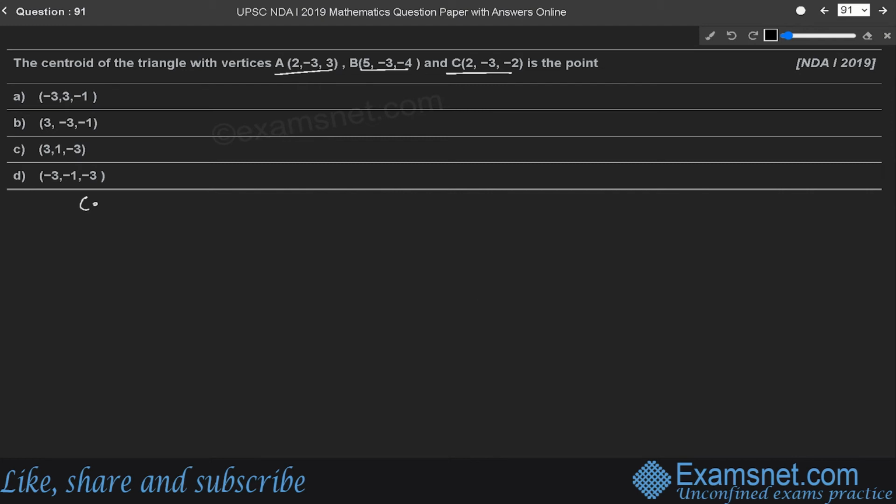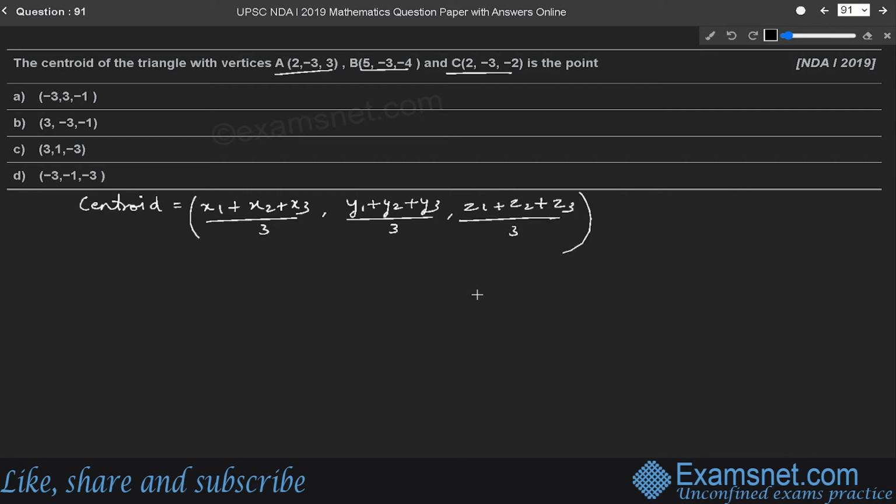Therefore, centroid will be equals to (x1 + x2 + x3)/3, again (y1 + y2 + y3)/3, and (z1 + z2 + z3)/3. This is the formula for centroid.